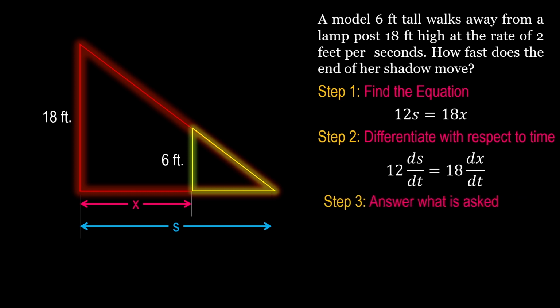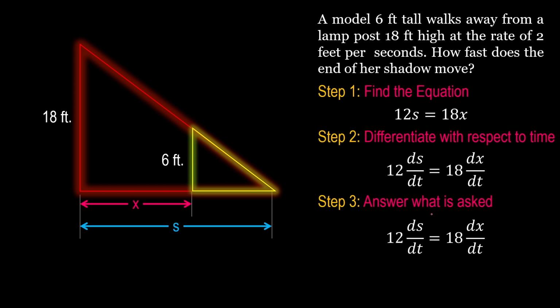Now we'll go to step number 3, that is to answer what is asked in the problem. Earlier, we already defined what is asked in the problem. The problem is asking for the rate at which s is changing through time. So we'll be solving for ds over dt. Technically, we'll be solving for this one right here, ds over dt.